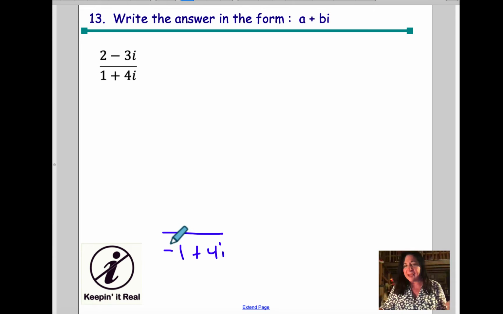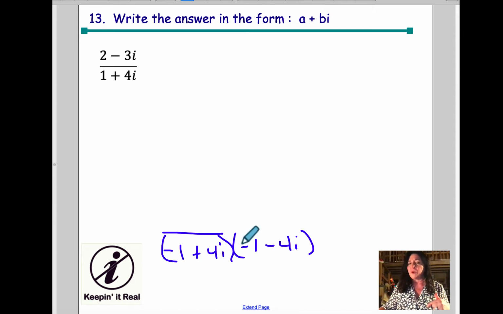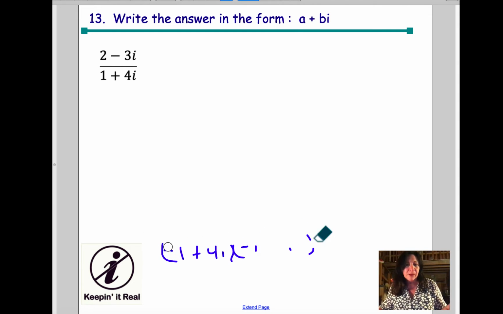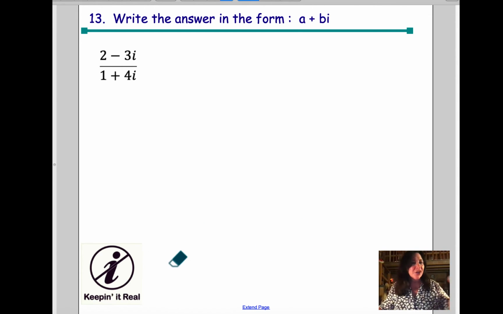And in that case, when I multiply by the conjugate, it's negative 1 minus 4i. So I want you to be careful, right, when you see that negative 1 out front. That is not part of the conjugate. The conjugate is just that middle term that you're flipping, that you're switching. All right, so just remember that. Make a note on this side.